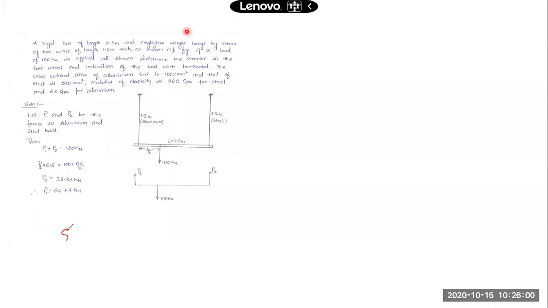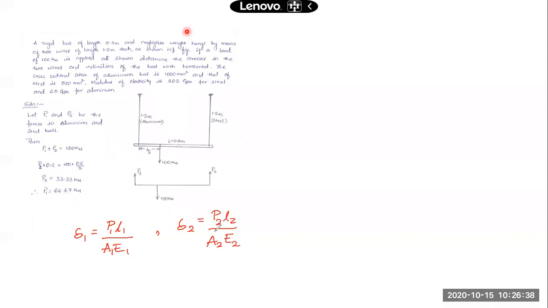So what I can say, delta 1, like we have used earlier, what you can write is, delta 1, I can put it as P1 L1 divided by A1 into E1. When it comes to elongation of the second bar, these terms will come out as delta 2, which will be equal to P2 L2 by A2 into E2.